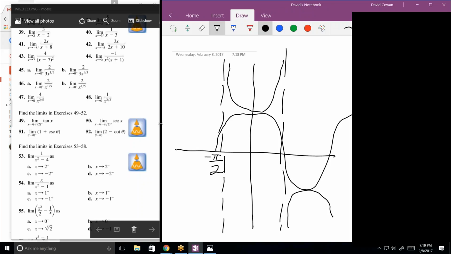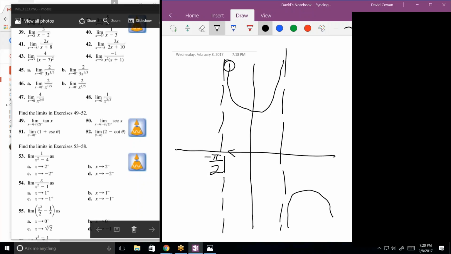What's 50? So negative 2 from the right. It looks like, here, let me erase the cosine curve. Now approach negative pi over 2 from the right. I'm approaching it from the right. It looks like it's coming from infinity. Well, I'm looking up here, right?